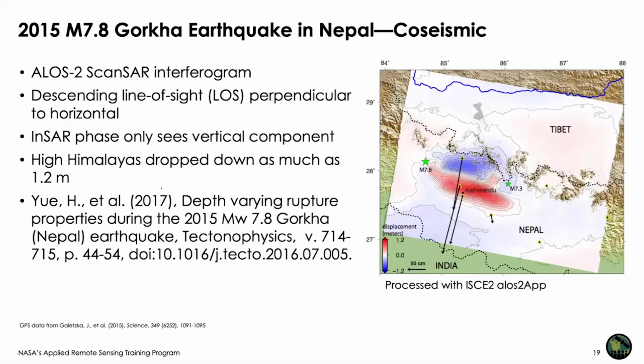Then the large displacement during an earthquake. One example is the 2015 Gorkha earthquake, magnitude 7.8 in Nepal. I'm going to be talking about this more in detail later. This is the large displacement that happens during just a minute or two of the earthquake. So I'll come back to this example with a lot more detail later.